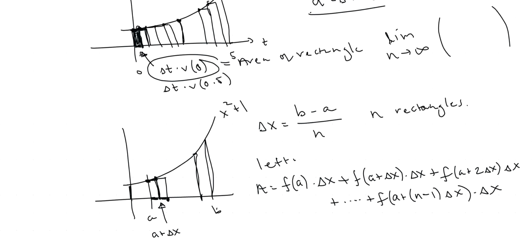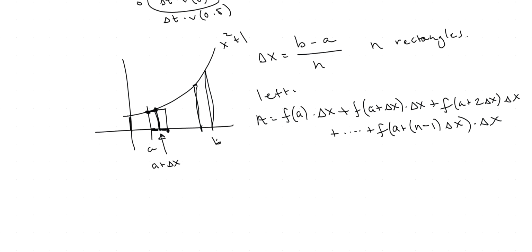And you can see we have this pattern. We plug in a times delta x, plus, plug in a plus delta x times delta x, plus, and we keep doing this. So there's a fancy way of writing that in math: we write it as a summation. The sum is the plus. Do something and then add. Do something and then add. That's what this sum means.